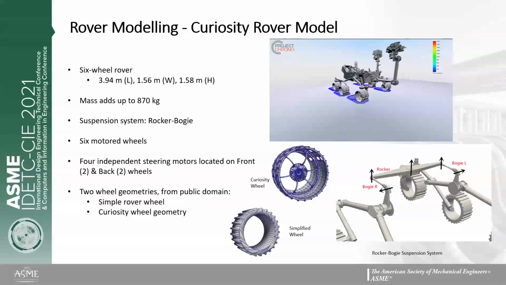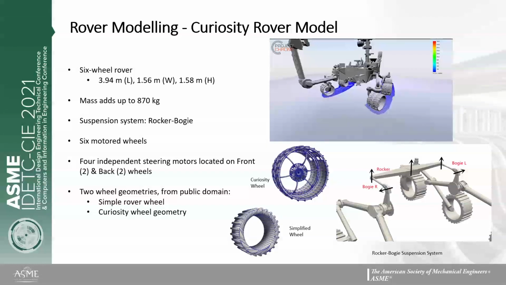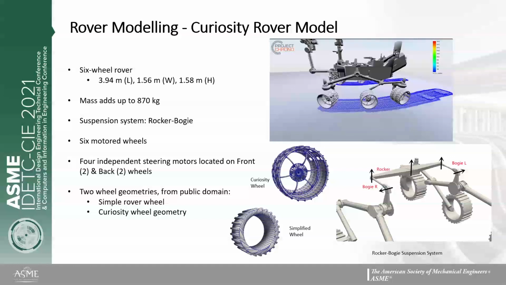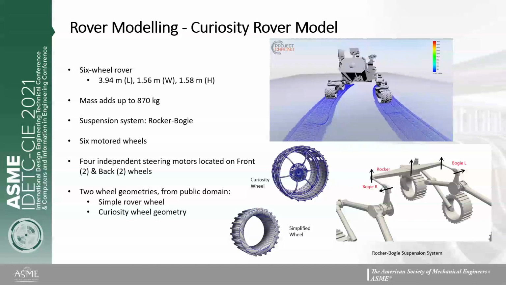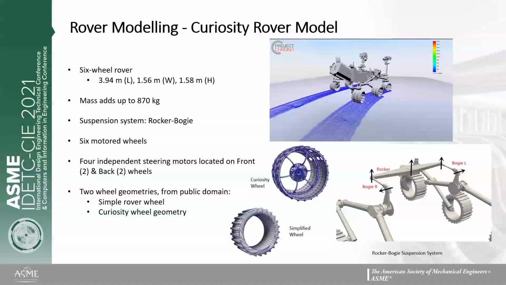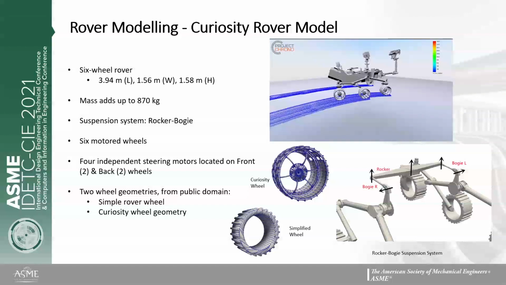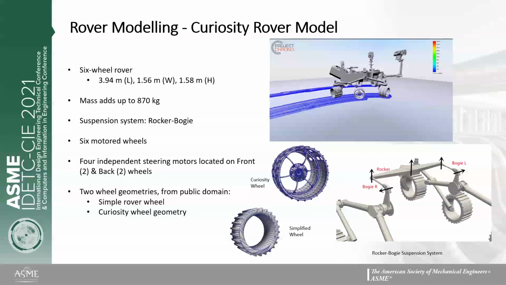For the six-wheel Curiosity rover, we have modeled and encapsulated a fully functional rocker-bogie suspension system. 4 independent steering motors are also added and can be controlled to perform all kinds of steering or turning maneuvers, which need to be performed on an actual rover. The rover has a length of 3.94 meters, a width of 1.56 meters, and a height of 1.58 meters. Similar to the VIPER lunar rover, we also added a simplified version of the wheel, which can be used to ease computation and speed up simulation.